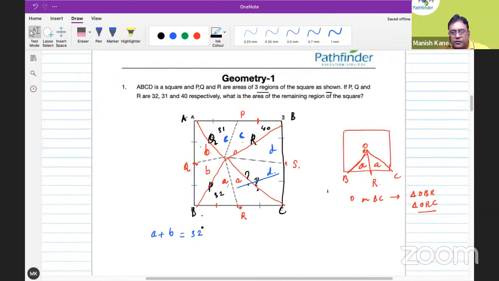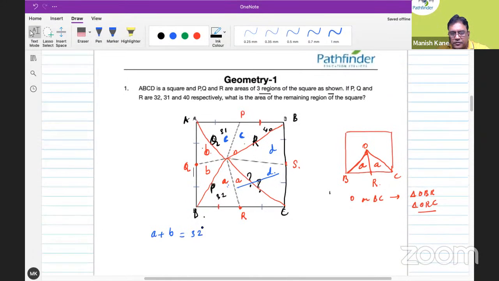I hope you can see this. The second region is made up of B plus C, and B plus C is equal to 31. The region R is made up of C plus D, which is equal to 40. And the region denoted by this question mark is made up of A plus D, and we don't know.